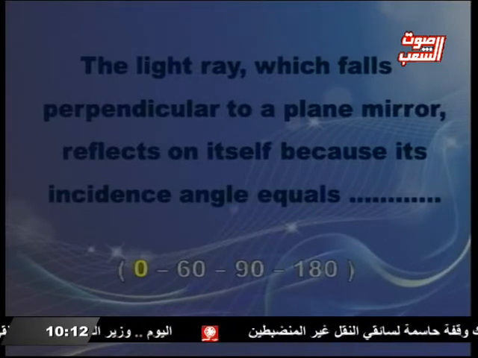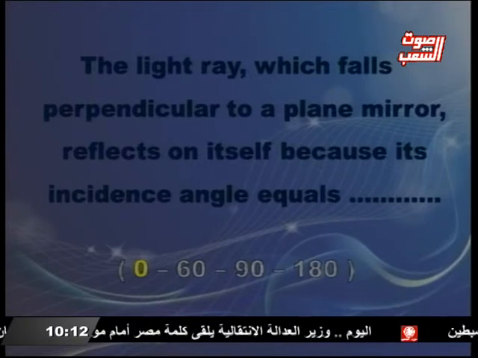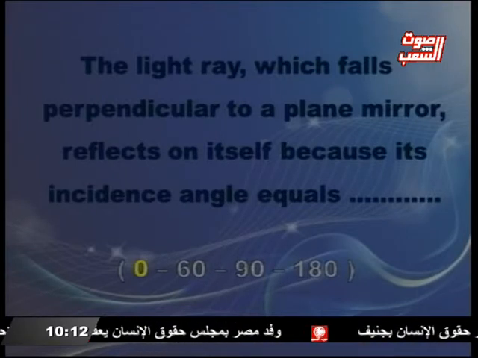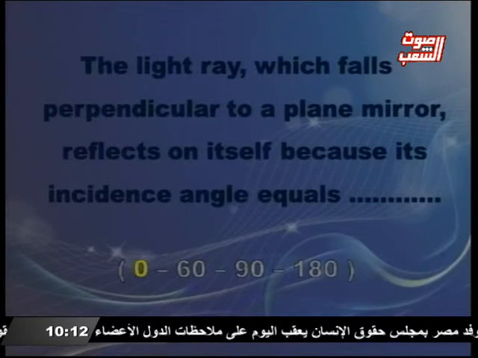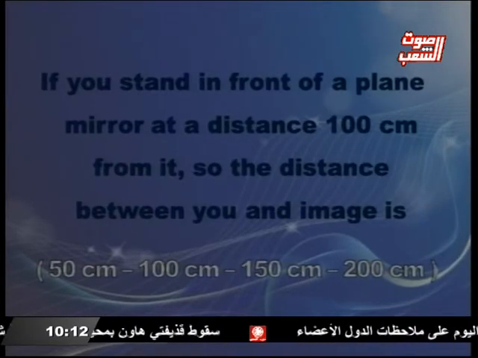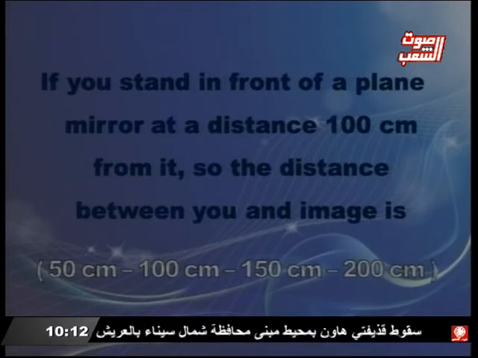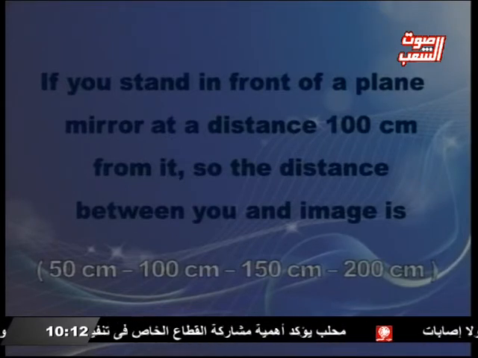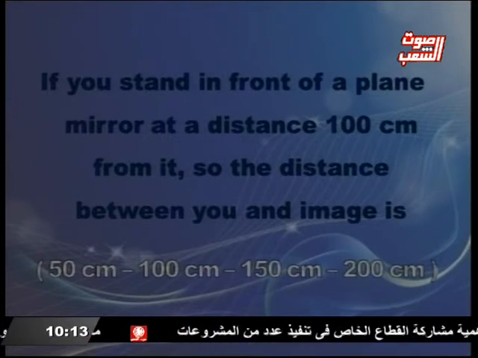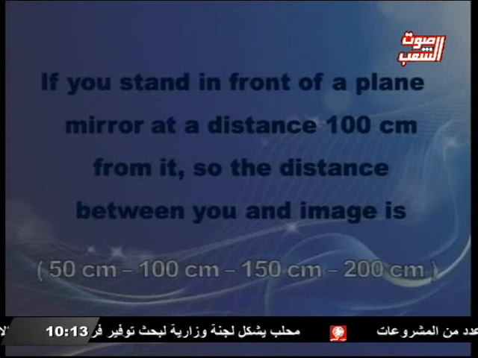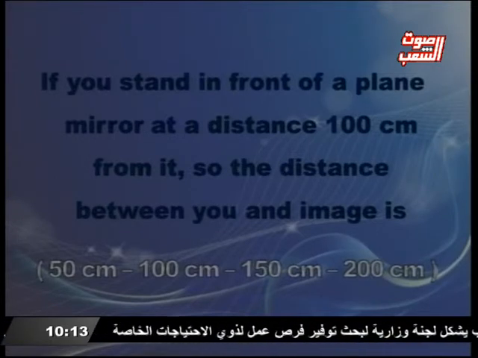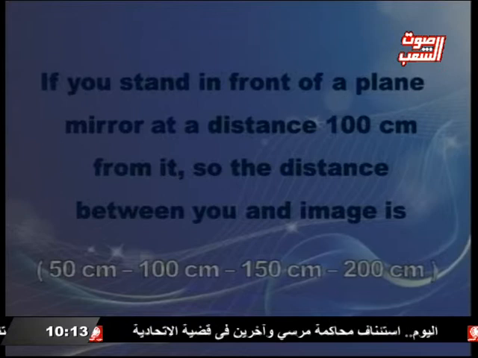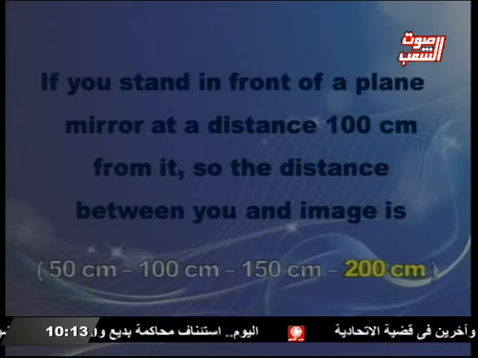So the light ray that falls on the plane mirror perpendicularly has an incident angle equal to 0 degrees. Another sentence: if you stand in front of the plane mirror at a distance of 100 centimeters from it, the distance between you and your image equals what? 50, 100, 150, or 200 centimeters? Yes, very good, 200 centimeters. Why?